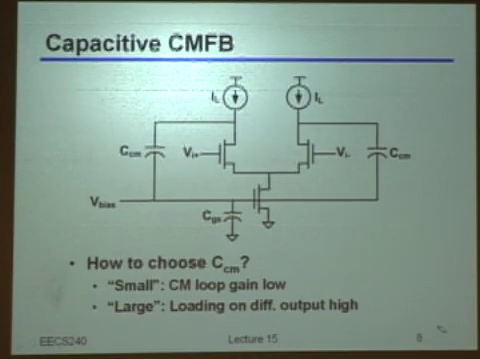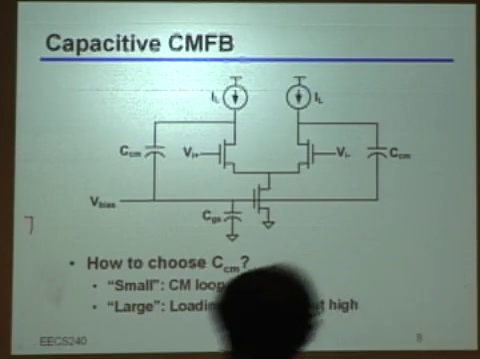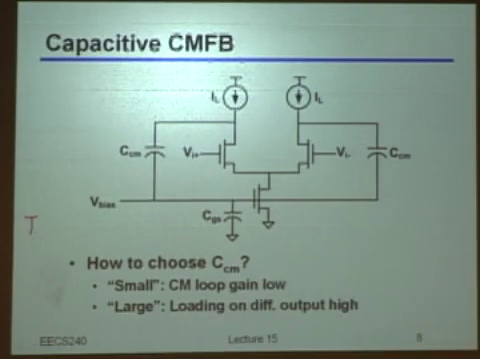Just to clarify, we will assume, of course, that there is some bias circuit somewhere, and so we draw our bias circuit. It's my first time with a tablet, so if the drawings are funky, just forgive me.